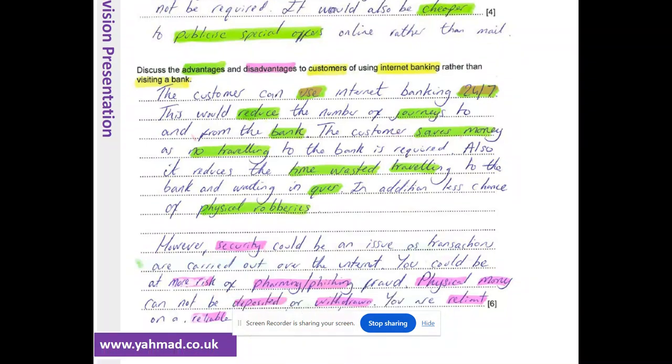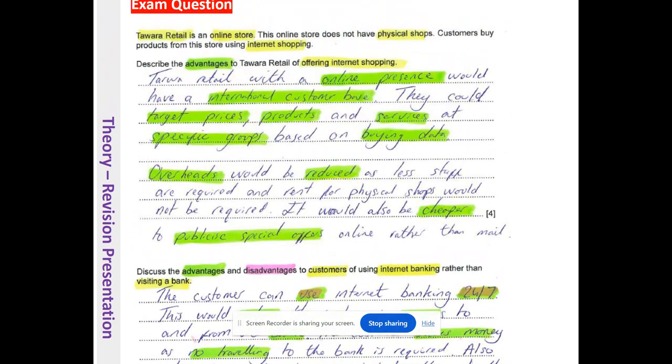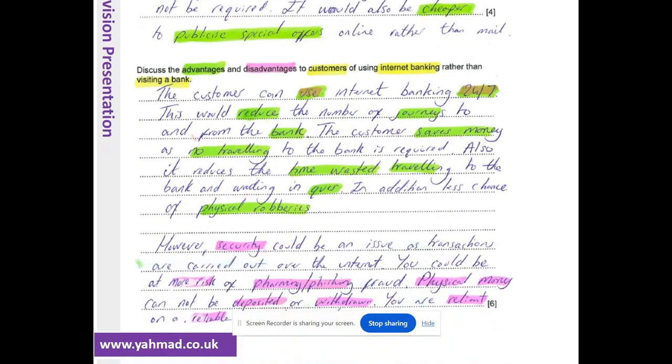Another question: discuss the advantage and disadvantage to customers of using internet banking rather than visiting a bank. So make sure you know the difference between whether the question is asking about the company, the online shop or the online bank, or the customer. The customer can use internet banking 24/7. This would reduce the number of journeys to and from the bank. The customer saves money as no travelling to the bank is required, maybe on petrol or parking. It also reduces the time wasted travelling to the bank and waiting in queues.